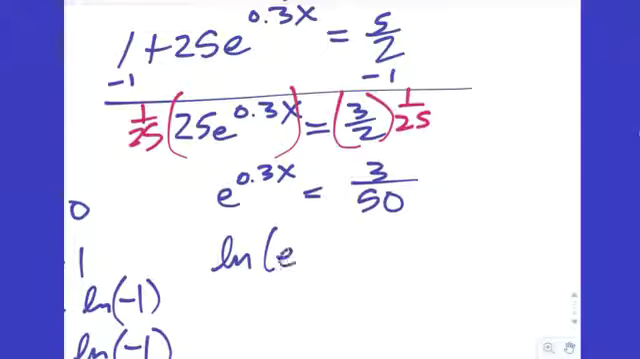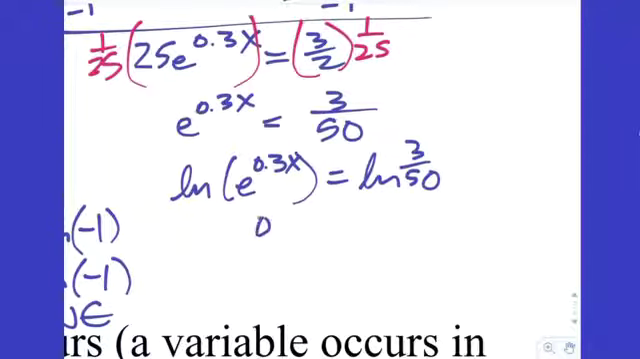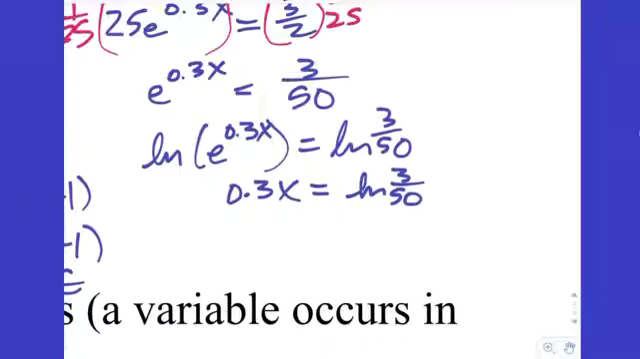Now we take the natural log of both sides. And you get on this side 0.3x equals the natural log of 3/50. And now there's one last step to go, right? What's another way to say 0.3? What's the correct way to read that? 3/10. So I'm going to actually write 0.3 as 3/10.